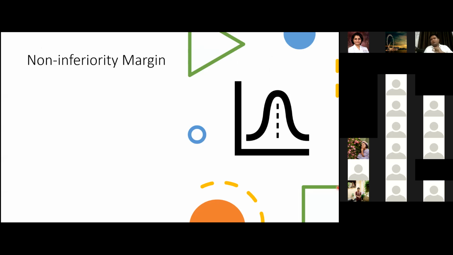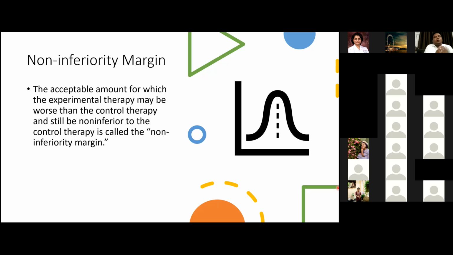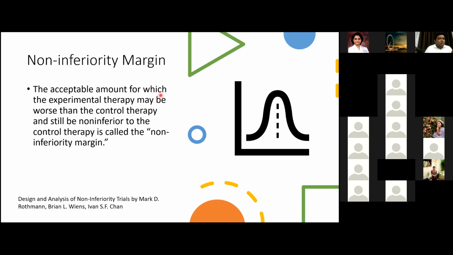Okay, right. So before going into the concept of the null and alternate hypothesis, we need to understand the concept of non-inferiority margin while designing a non-inferiority clinical trial. The non-inferiority margin, again, this is a textbook definition from Design and Analysis of Non-Inferiority Trials by Rothman et al. That is the acceptable amount by which the experimental therapy may be worse than the control therapy and still be non-inferior to the control therapy, called the non-inferiority margin. I have explained this concept previously also, but I'll explain it again.